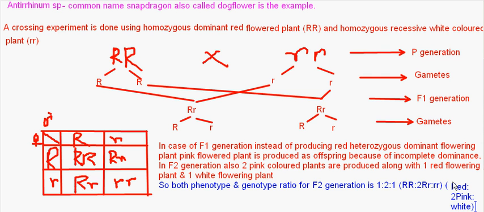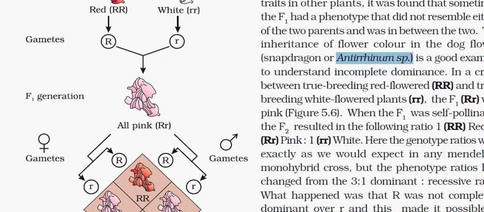Also, this image helps us to understand better. A red plant and a white flowering plant produce all pink plants. Then in the F2 generation also, both phenotype and genotype ratio is like this.